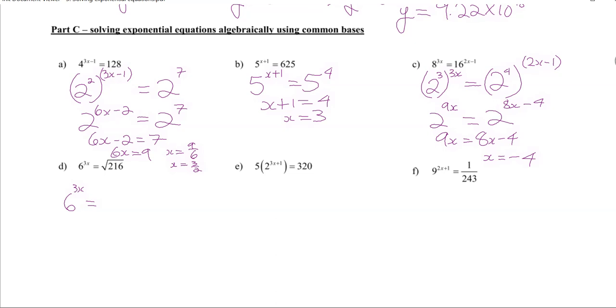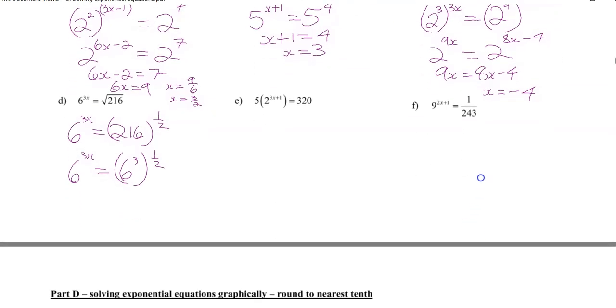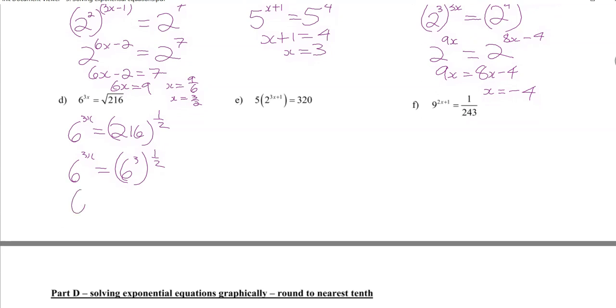You just go 6 times 6, okay, 36. Times 6, 216. Okay, how many times? I did that 3 times. So that's 6 cubed. But the root of 216 is 216 to the 1/2. So 6 to the 3x is 6 cubed to the 1/2. So 6 to the 3x is 6 to the 3/2.